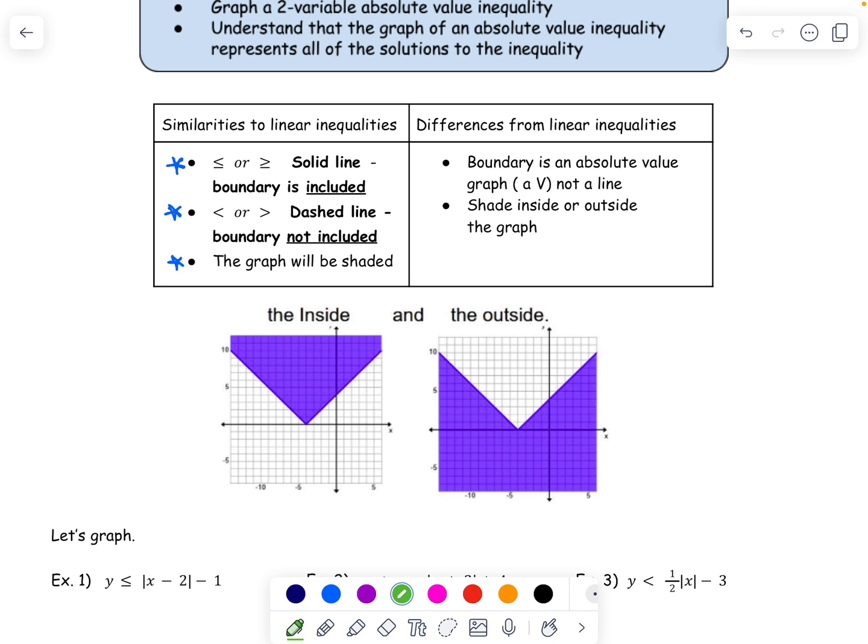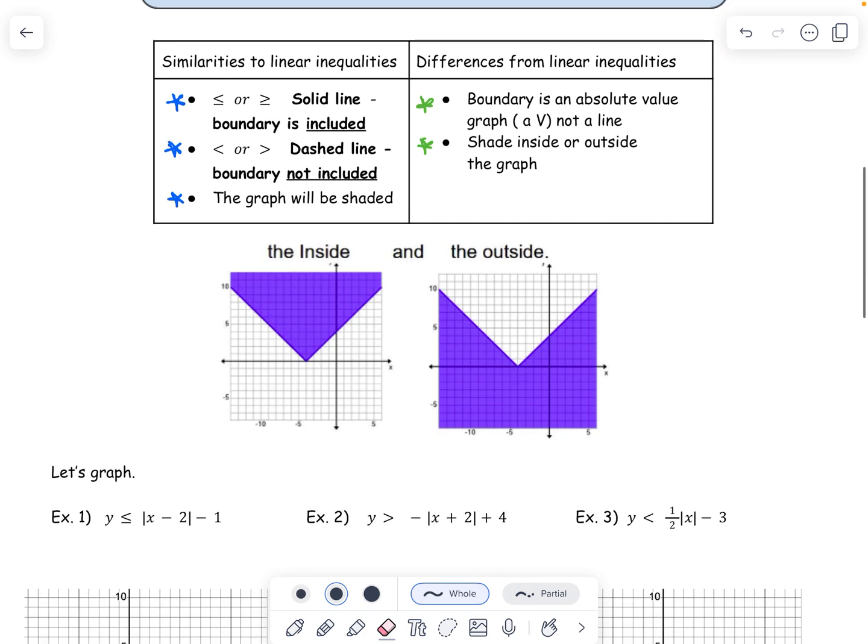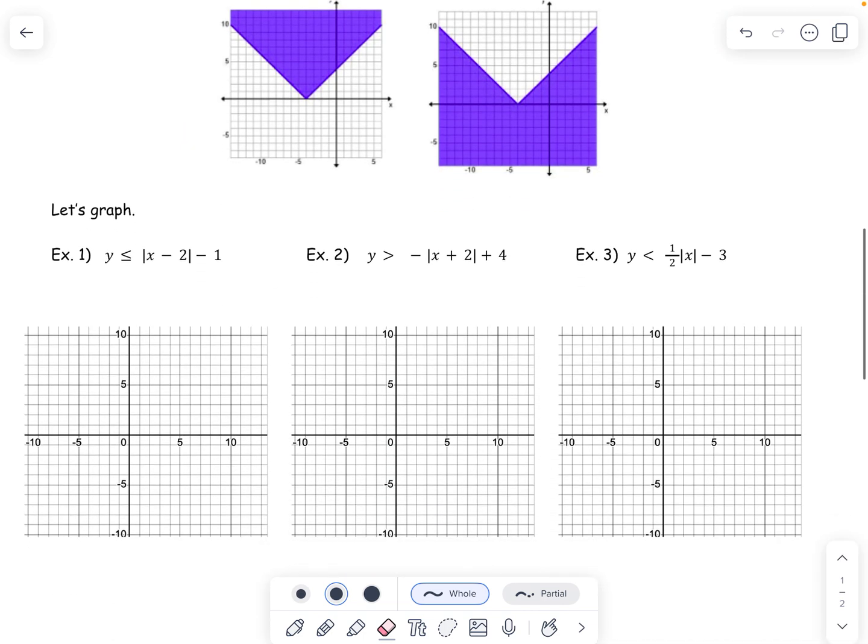The differences, however, are that the boundary is an absolute value graph, like a V, not a line. Linear inequalities are lines. Also, instead of shading a half plane, we're either going to shade inside the graph, which is like right here, or we're going to shade outside the graph, which is like right here. So inside that V or outside that V, and that's the way I talk. It's not a technical term. Okay, cool. So let's check this out.